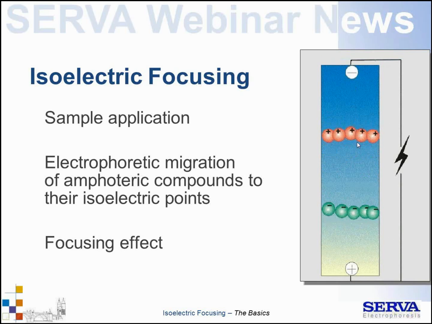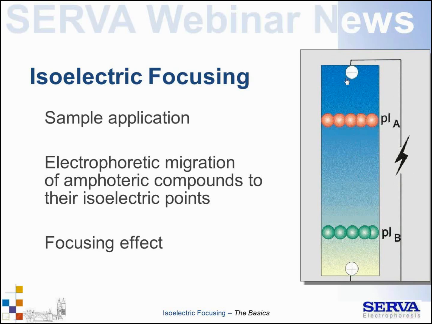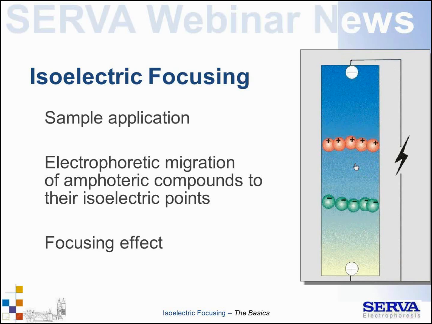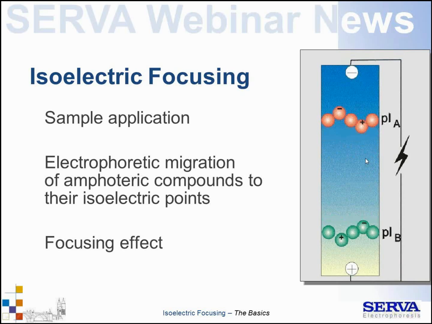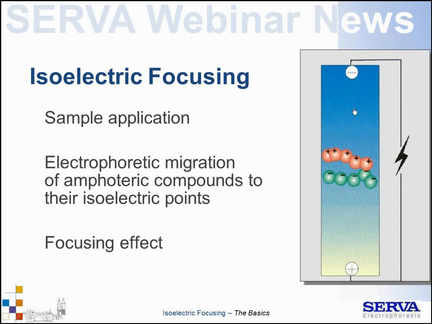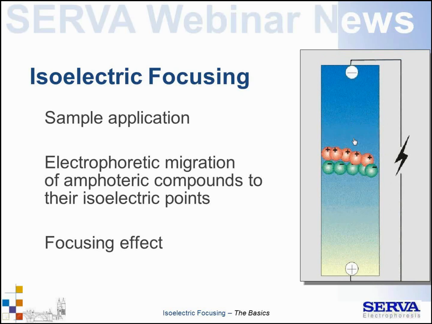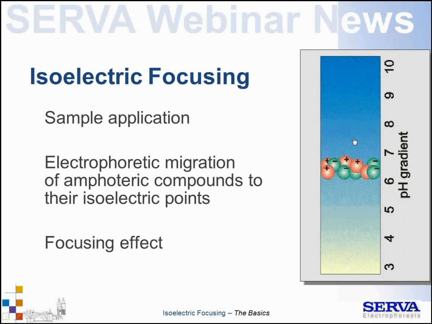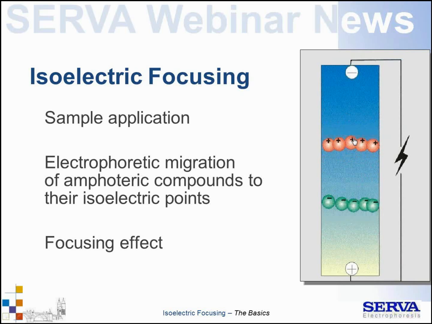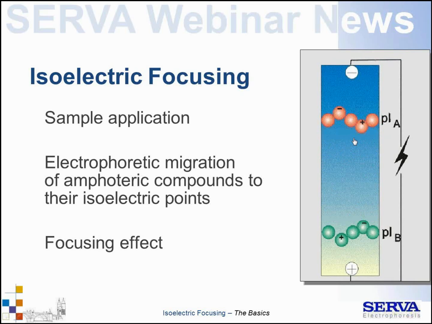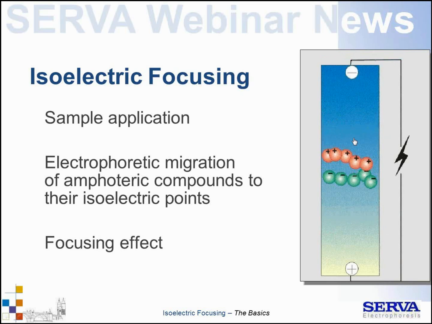And that means in the electric field, the positively charged migrate towards the cathode, the negatively charged towards the anode, and they approach the isoelectric point. When they arrive at the isoelectric point, they become uncharged, as the definition is, and then they stay there, they stop. And so they are driven to the isoelectric point.